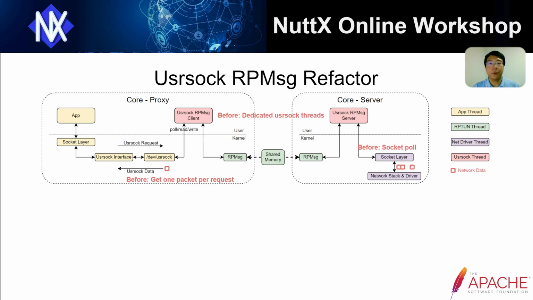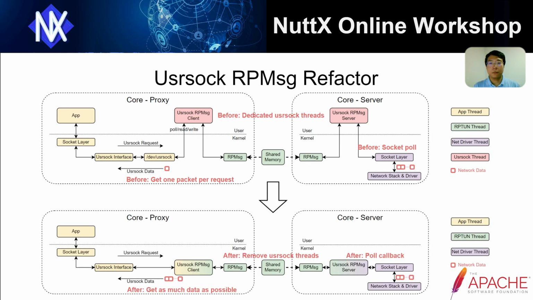The performance issue comes from two parts. One is there are too many threads involved in this workflow, which causes a heavy context switch overhead. Another is that we can only get one single packet per request. Then we may optimize it by, first, removing UserSock-related threads and making them become modules. Then these modules will be called in corresponding threads, like the driver thread, the RP tunnel thread, or the app thread, to reduce scheduling costs.